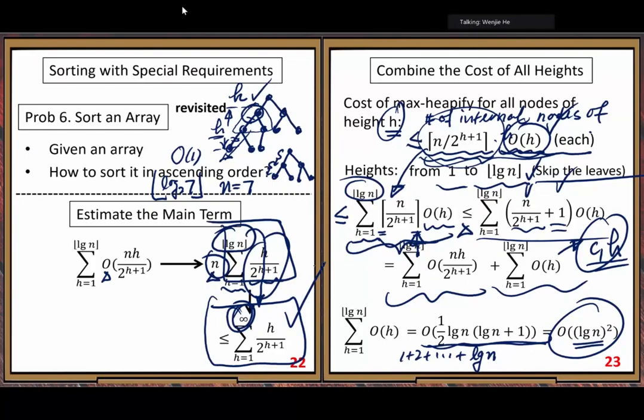So we calculate the summation. After that, we are ready to do the quick sort. Not quick sort, heap sort. All right.